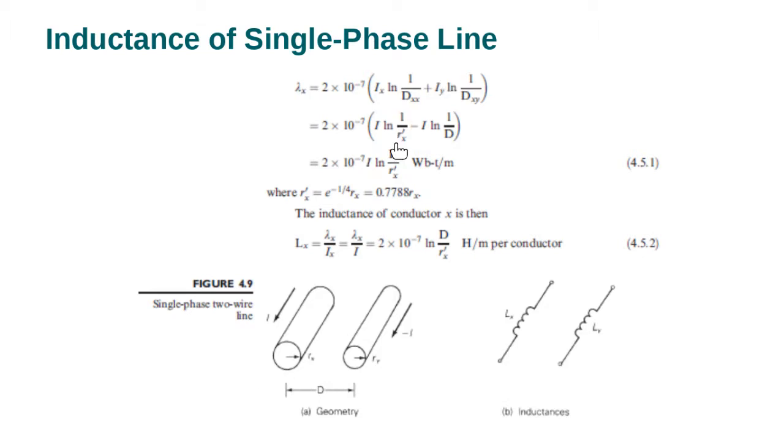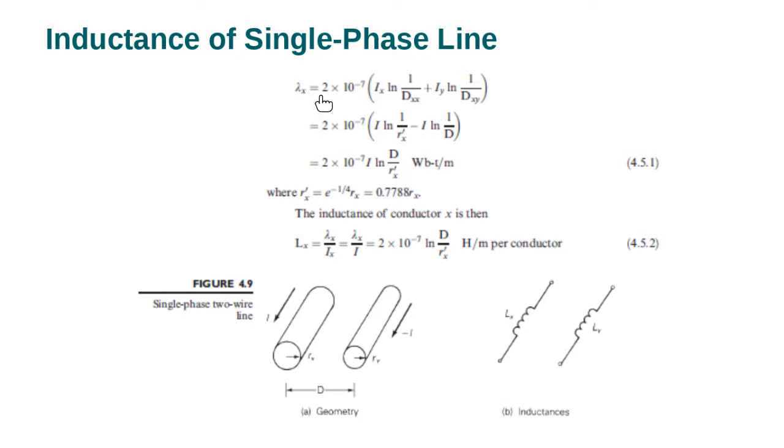DXX, R prime X is the radius of the conductor. DXX is for conductor X, the geometric mean distance of X. DXY is between X and Y. Therefore, DXY is D. That's why we add this one here.